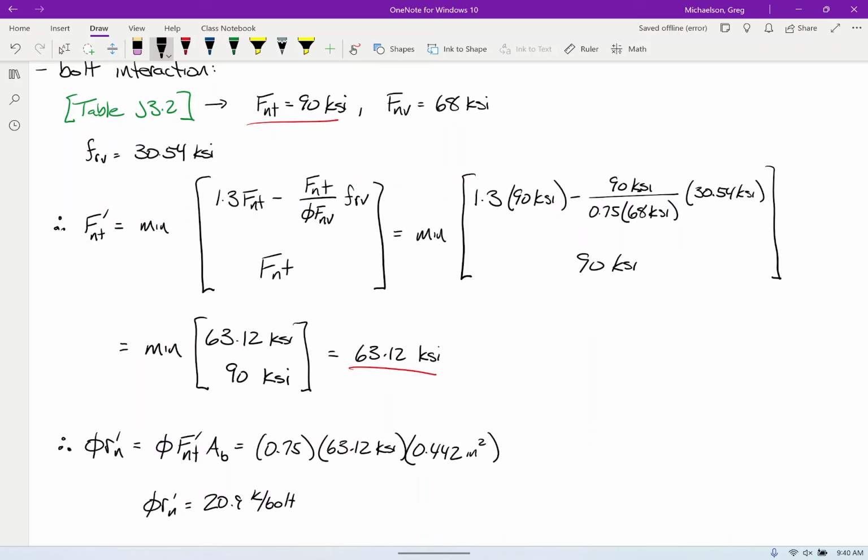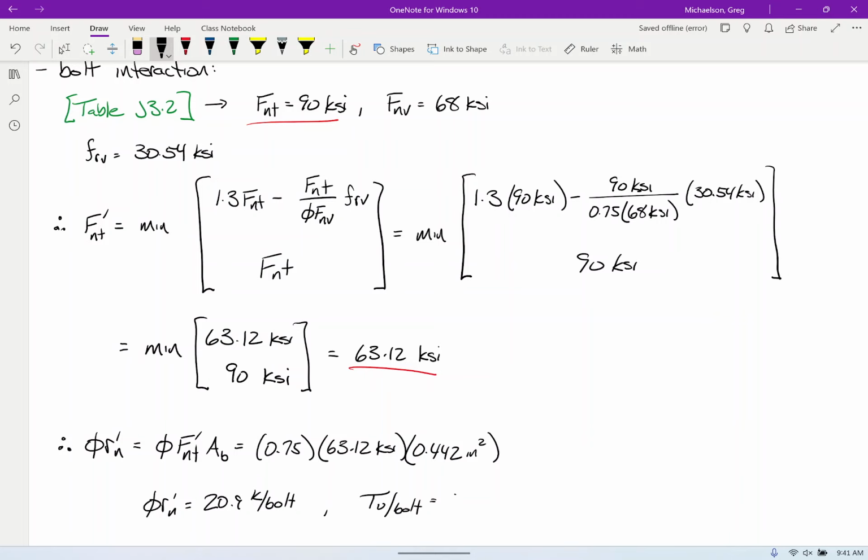All right. Now, so that we are clear, what do I compare this to? So what is this? This is a reduced tensile capacity. That's what we're doing. Not the stress, but you're right, not the tensile stress. This is the tensile capacity per bolt. Compare it to the tensile load per bolt. Does that make sense?